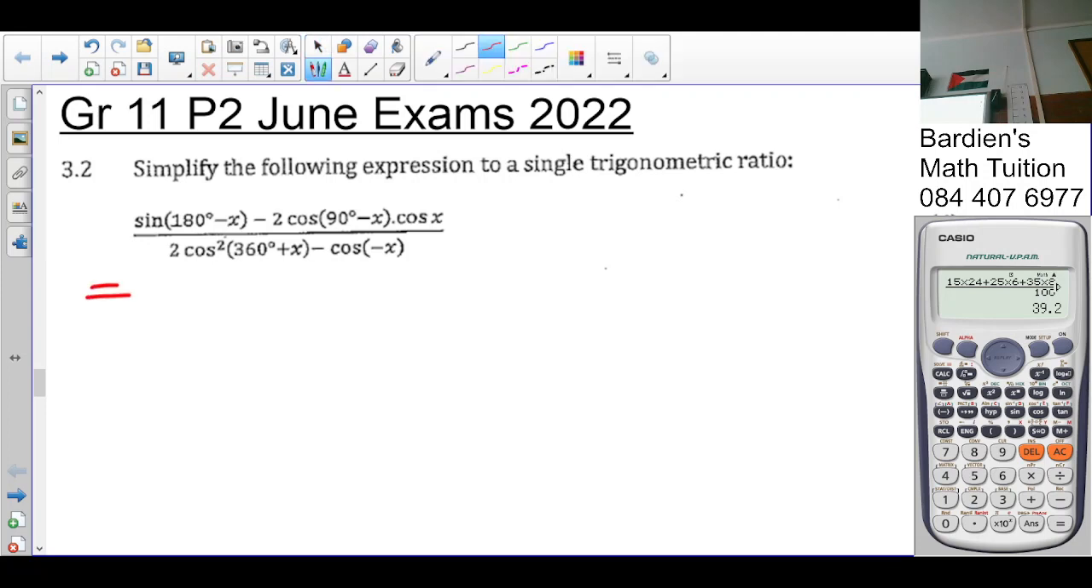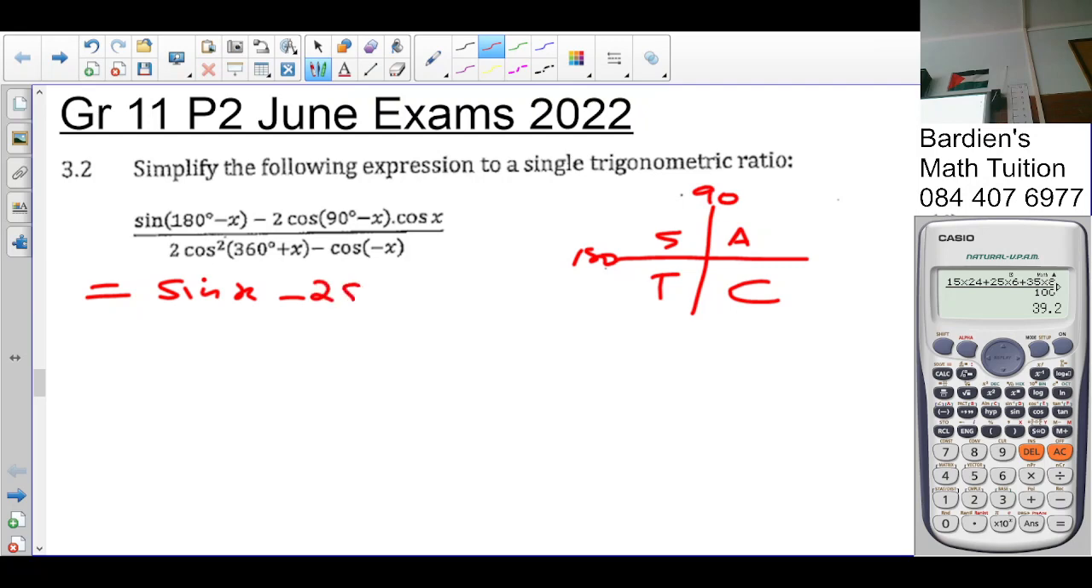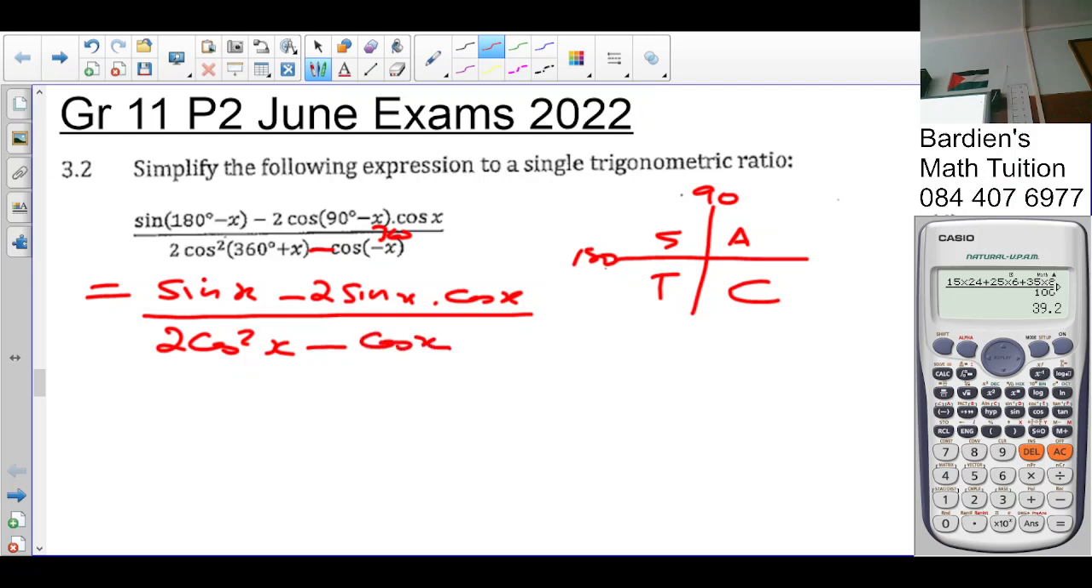Okay, so that goes all stations to Claremont. 180 minus x takes you to the second quadrant. Sine is positive, so it's sine x. 90 minus x is first quadrant, cos is positive, but changes to sine, so sine x times cos x over 360 plus x, which is first quadrant, cos is positive, squared remains positive, so it's 2 cos squared x. Negative x, or I say 360 minus x, is in the fourth quadrant anyway. Sine is negative, cos is positive. Positive times negative is negative cos x.